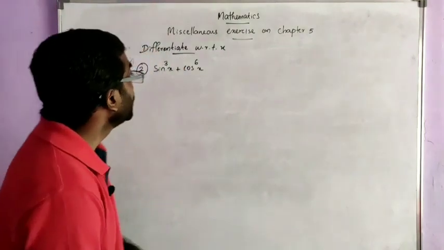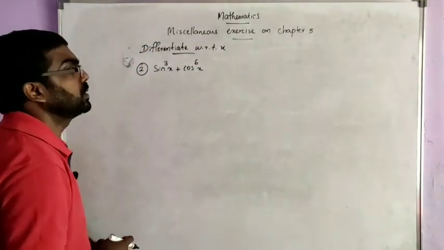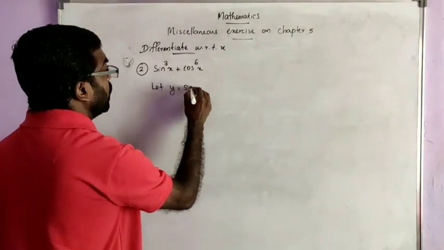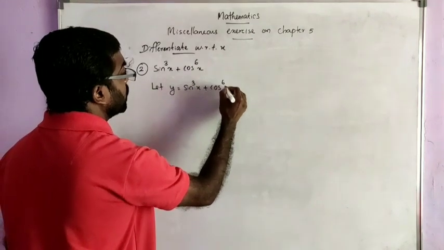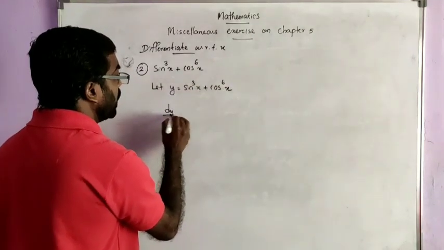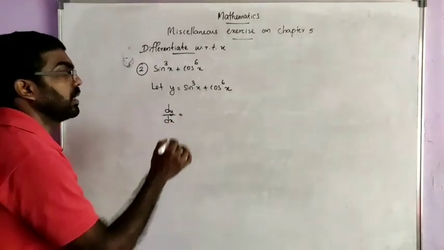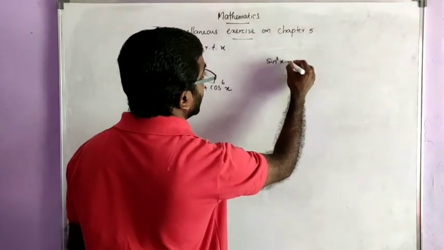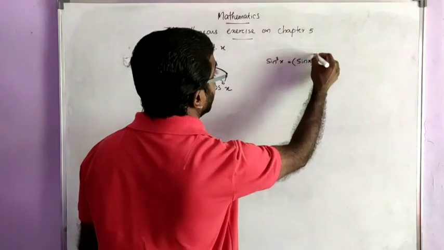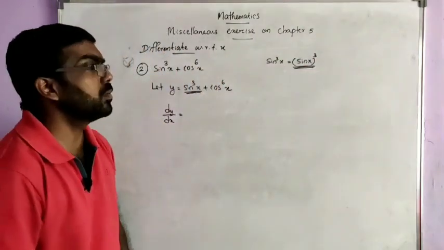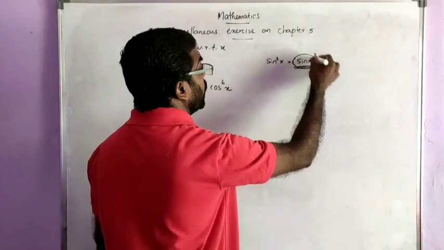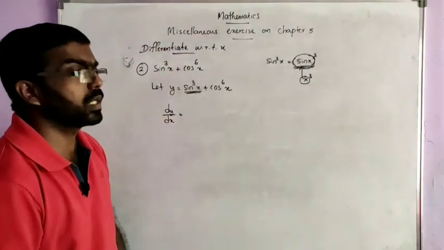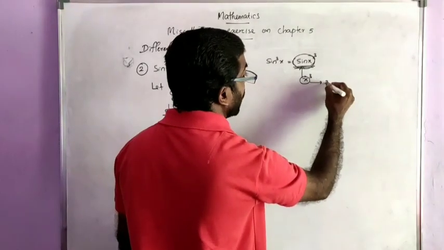Here the second question is sin³x + cos⁶x. Okay. So let y = sin³x + cos⁶x. dy/dx is equal to, let's take the first term, sin³x. So sin³x can be written as (sin x)³. Sin x the whole cube. So now it is in the form x³. But instead of x, the term is what? Sin x. So x³ derivative is 3x².